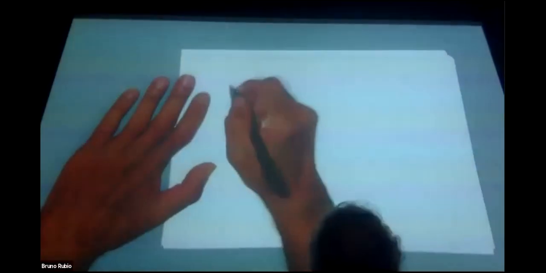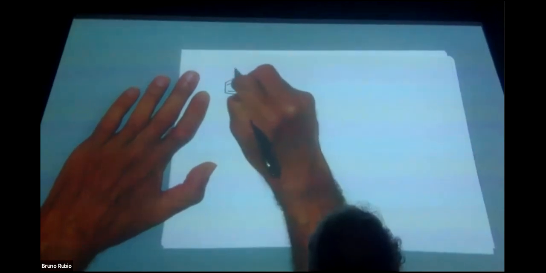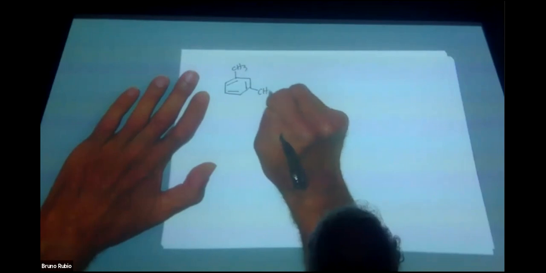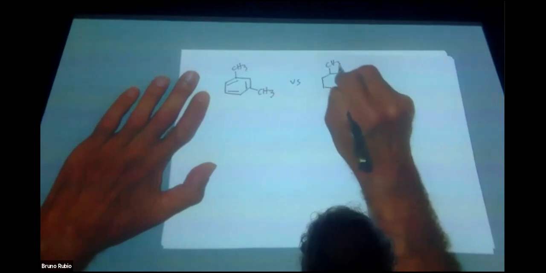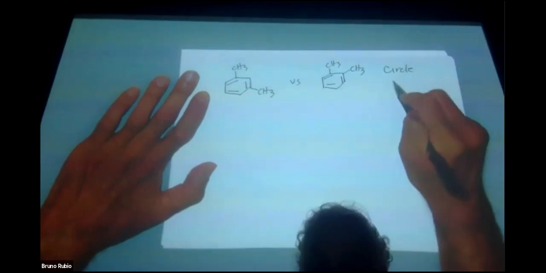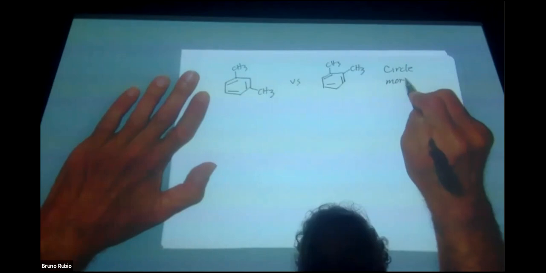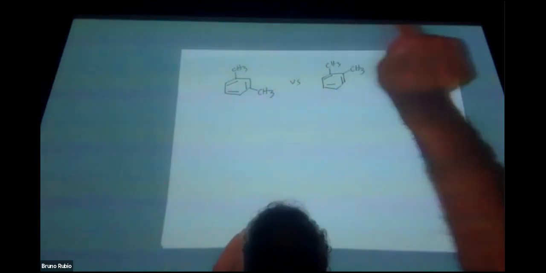Okay, so when big bulky groups get close together, we get steric strain. All right, so let's do maybe a little problem here. What about something simple? What about something like this? Versus something like that. Okay, circle the one that has more strain. Which one do you think it is? Tell me here on the chat.